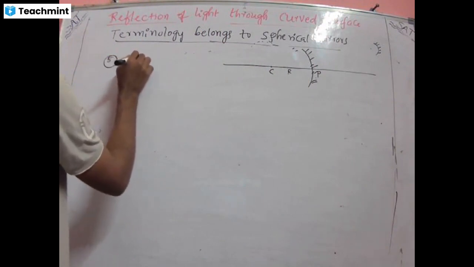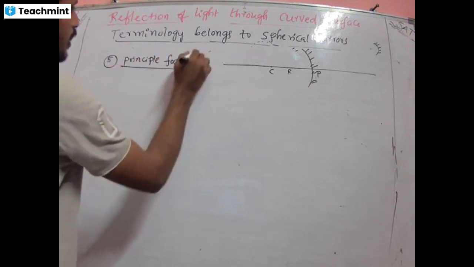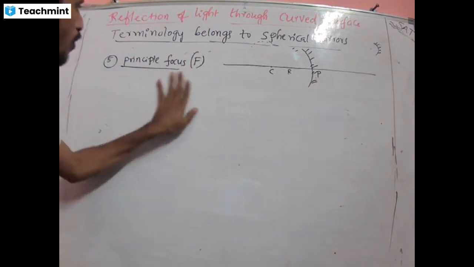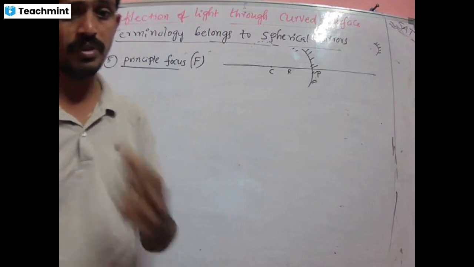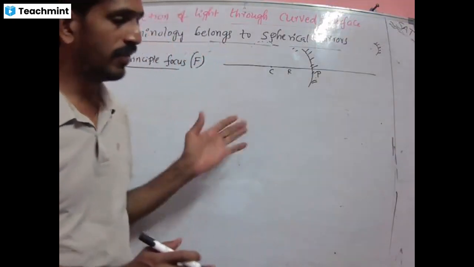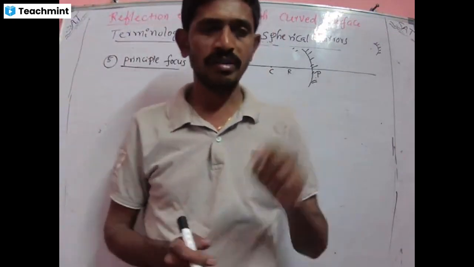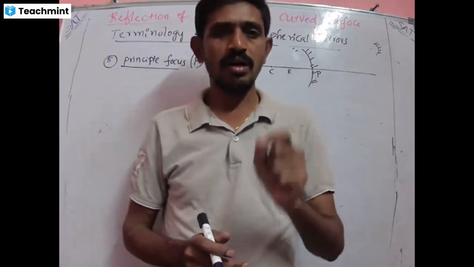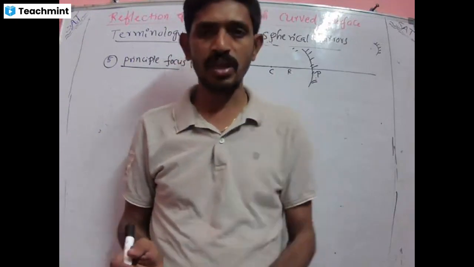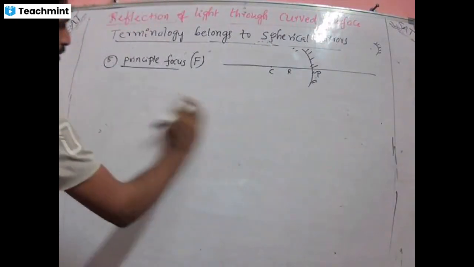Principal focus, which is represented by capital F. So we need to define the principal focus for the concave mirror and convex mirror. This is one of the important questions for the 10th class board examination. This is a 4 marks question. Define or draw the ray diagram of principal focus for a concave mirror and convex mirror. We need to know that ray diagram also.